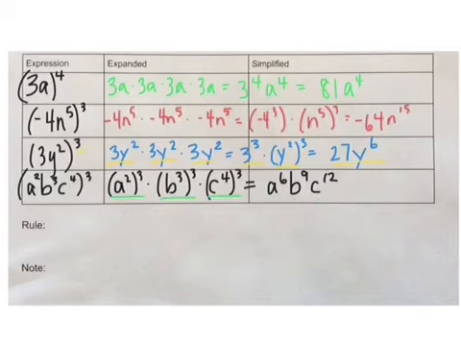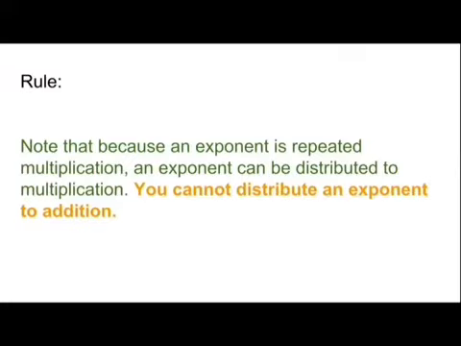So the rule for this one, hopefully you kind of see how it's emerging here, is a times b to the nth power equals a to the nth power, b to the nth power. Now there's a little clarification about this rule because we know that exponents are really repeated multiplication. So an exponent can be distributed to multiplication. However, you cannot distribute an exponent to addition. For example, if we had 3 plus x cubed, that does not equal 3 cubed plus x cubed.